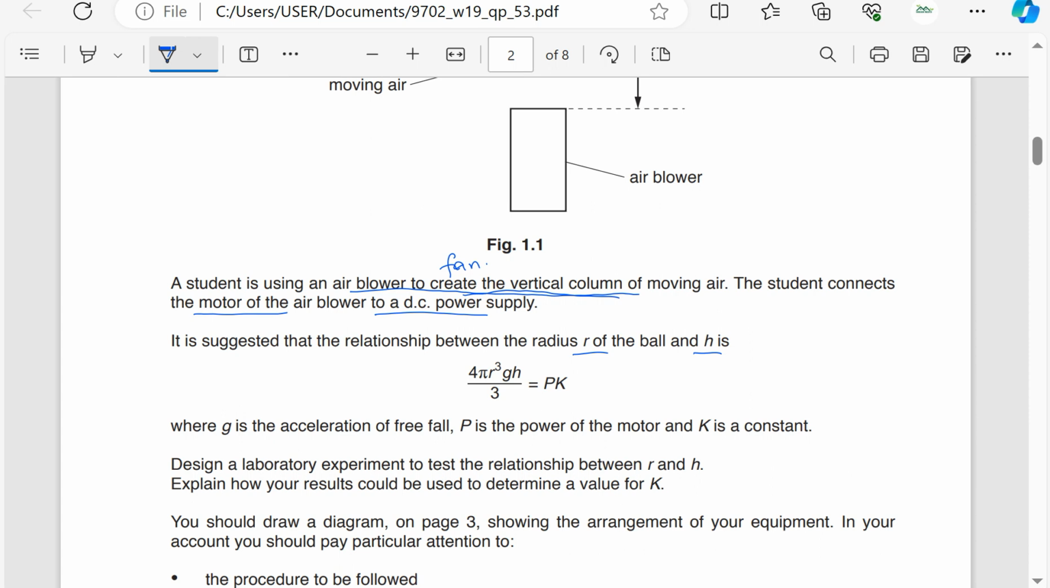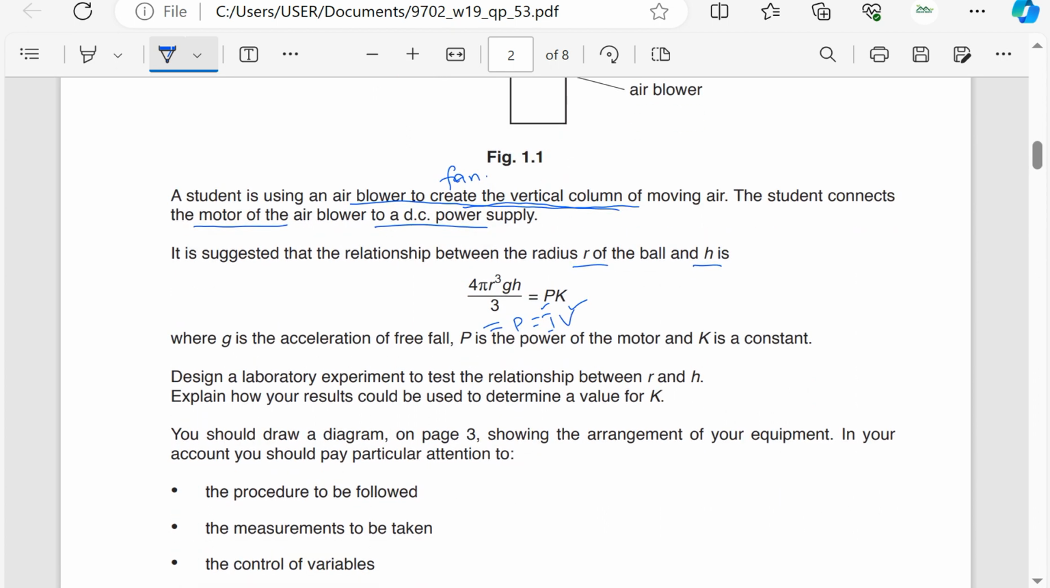g is the acceleration of free fall, P is the power of the motor, so we shall know that power is going to be I times V, so we need an ammeter and a voltmeter in order to be able to determine power. And k is a constant. Design a laboratory experiment to test the relationship between r and h.